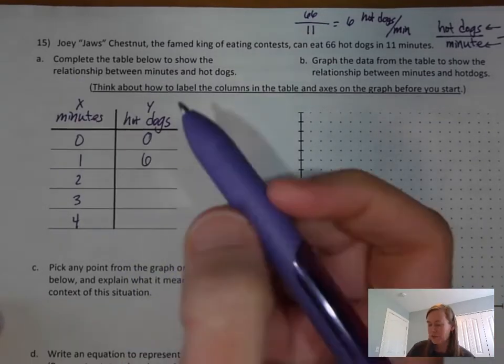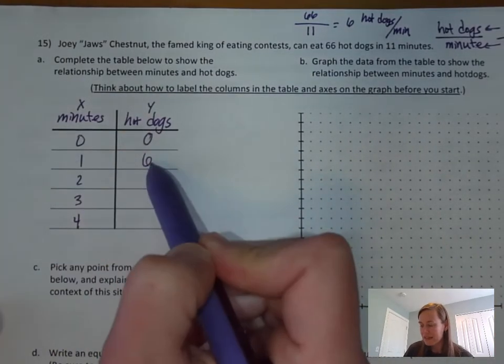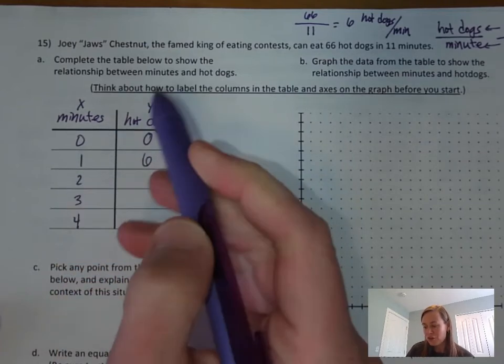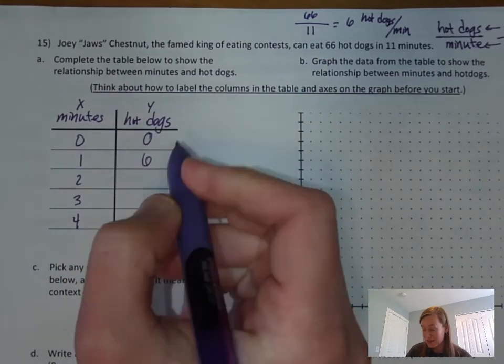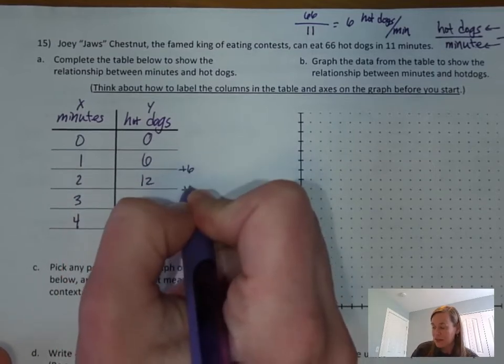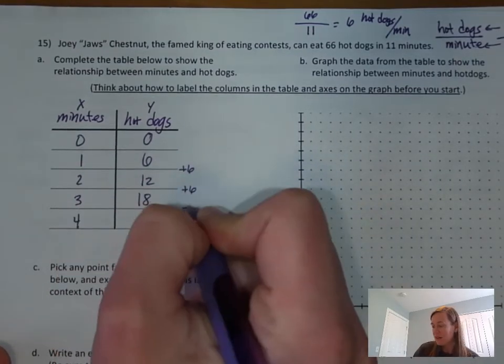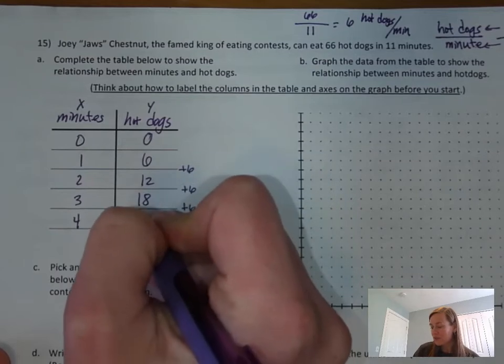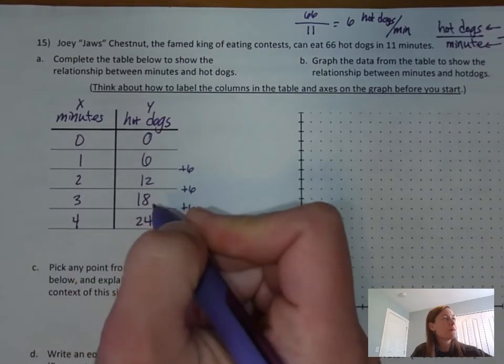Okay. So after 1 minute, he's eaten 6. After 2 minutes, he's going to have eaten another 6. So let's just keep adding 6. And then after 3 minutes, he will eat another 6. So that makes 18. And add another 6 for after 4 minutes, and you're going to get 24.